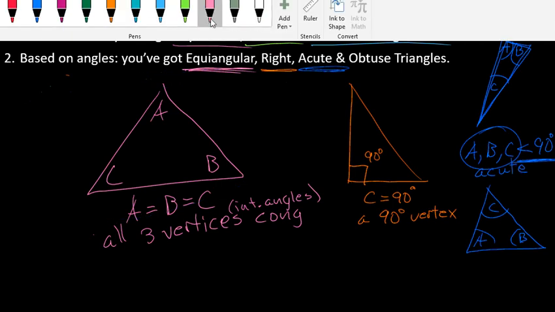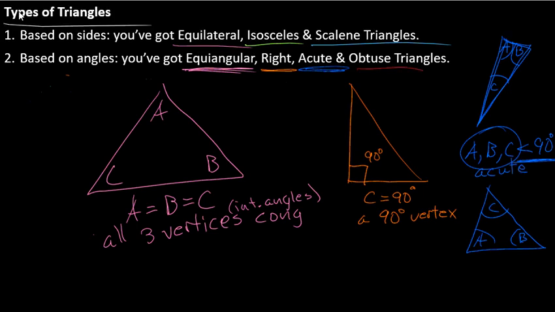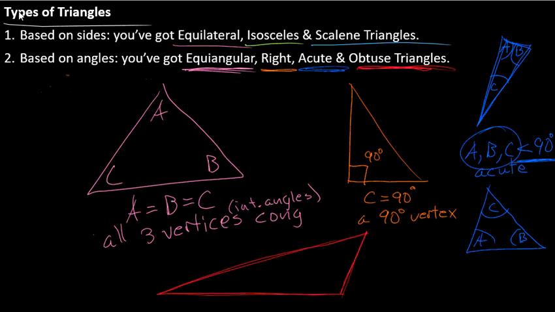And our last one, we have obtuse triangles. You can kind of guess from the name. Obtuse triangles have one angle greater than 90. So if I call this angle C, C is greater than 90, and the other two would be acute, which doesn't really matter, but you have one obtuse vertex, meaning greater than 90. Okay, so that's your four classifications based on angles, right?